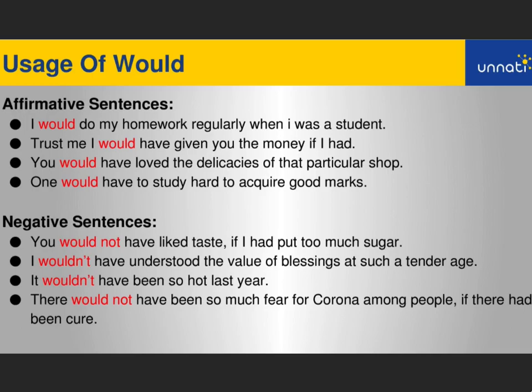Trust me, I would have given you the money if I had. So it is showing a customary action. If I had the money, I would have given it to you. But now that I do not have the money, I could not give it to you. You would have loved the delicacies of that particular shop. So that's a wish or a desire. Only if that particular shop was open, you would have loved the delicacies of that shop.